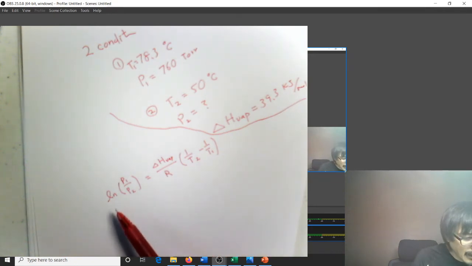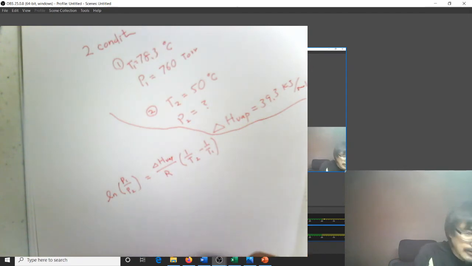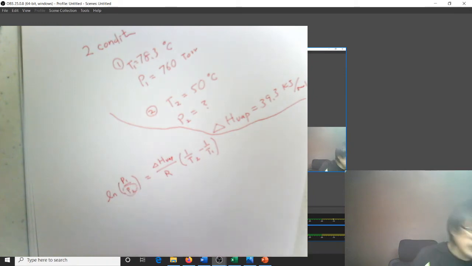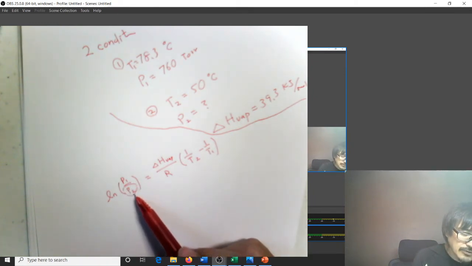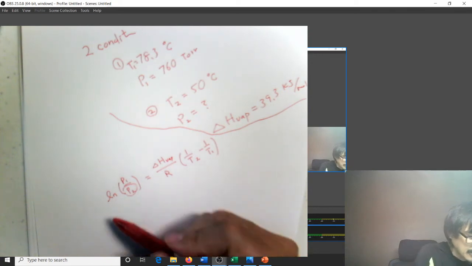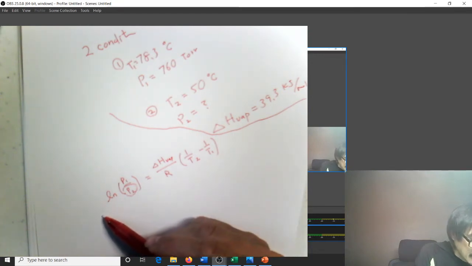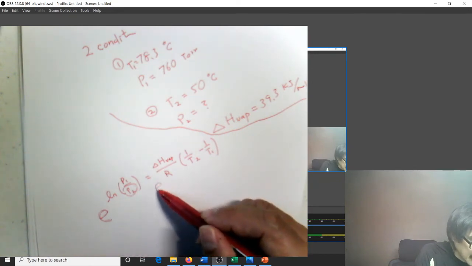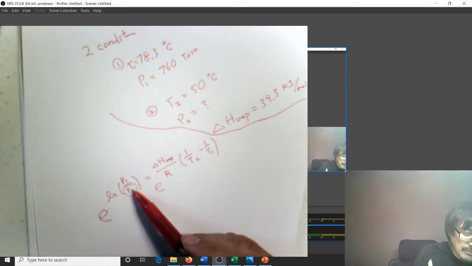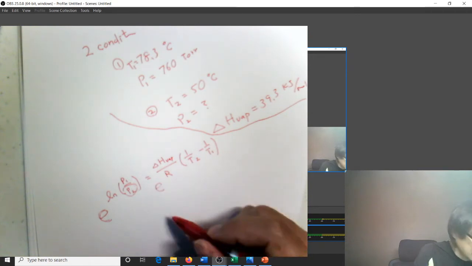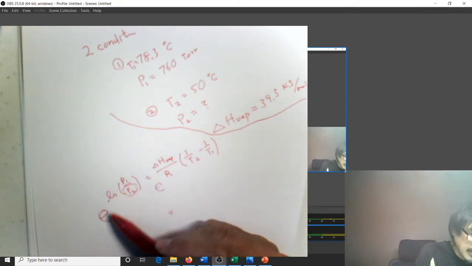Now, first thing: P2 was unknown, right? That's the unknown. So I want to solve for this one, but I don't need this log. What we do to eliminate this natural log is put an exponent in front on both sides. E to the power of log of something is equal to e to the power of the whole thing. Then e and log are going to cancel.